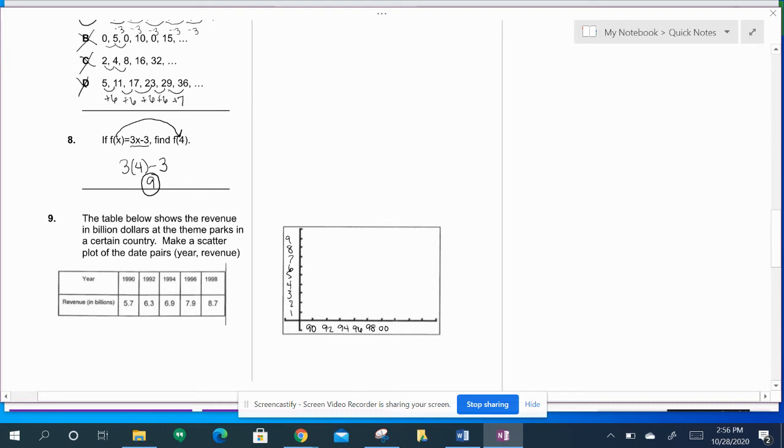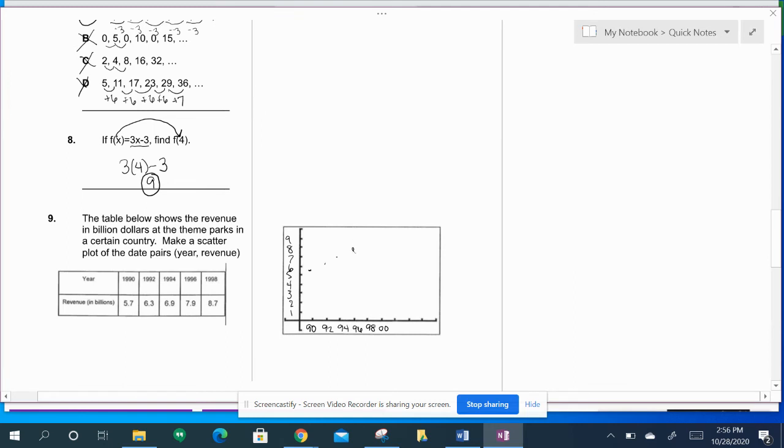All right, so now I'm plotting at 1990. I was at 5.7, so almost up to that 6. At 92, I was at 6.3, so just a little bit above 6. At 94, I'm at 6.9, so nearly 7. At 96, I'm at 7.9, nearly 8.